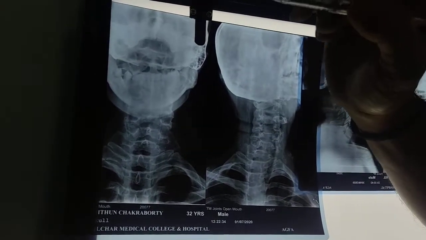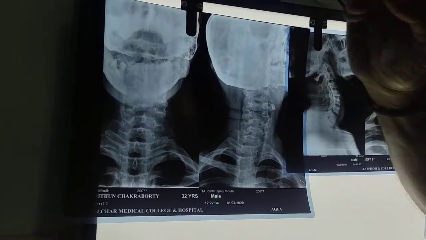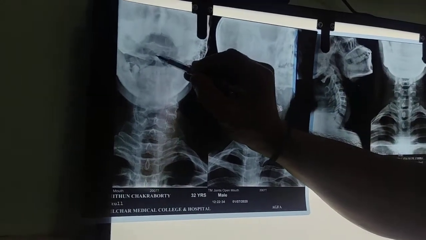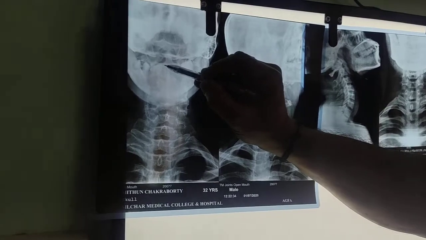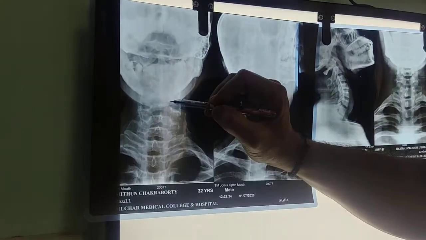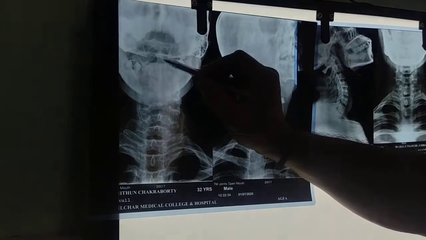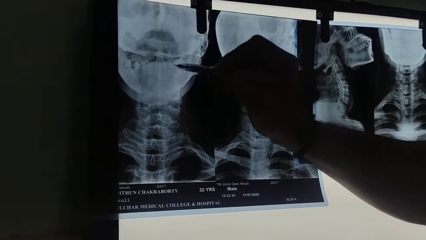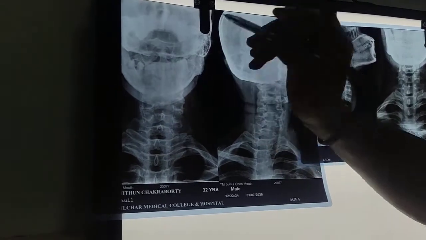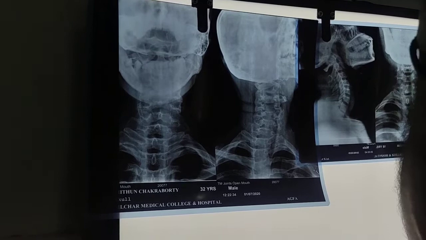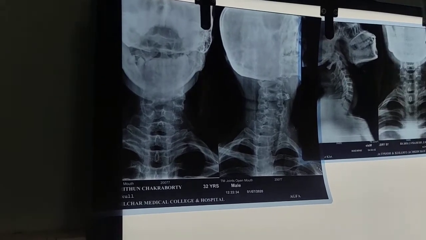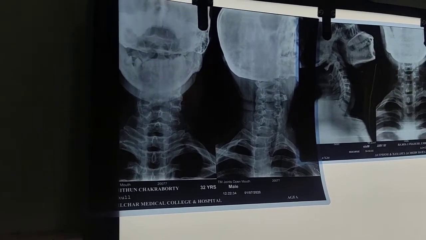In the odontoid process, usually you get three types of fracture. Either the fracture may be in the tip, or in the body, or inside at the basal area. This is more important to understand because this needs surgery, but many times the others don't need surgery. That is one. In the mouth open view, what are the things you are going to see?